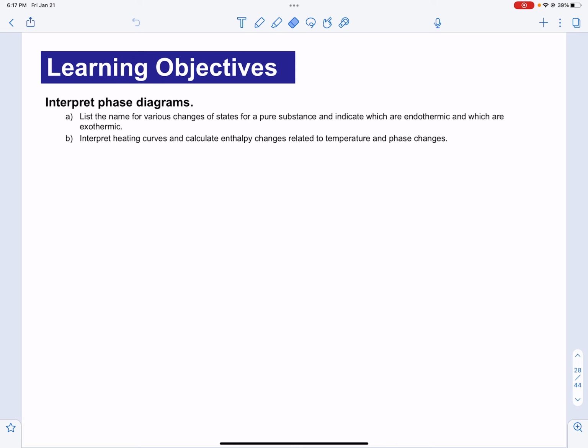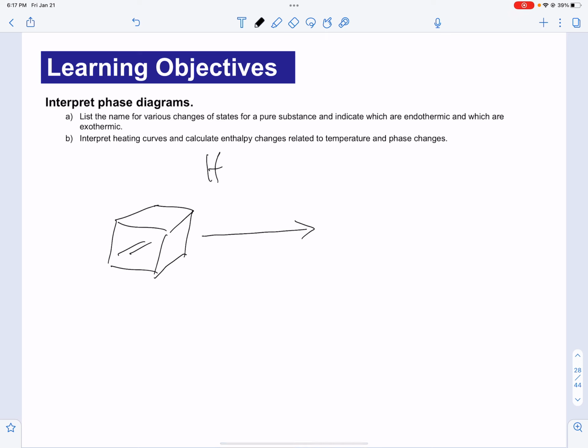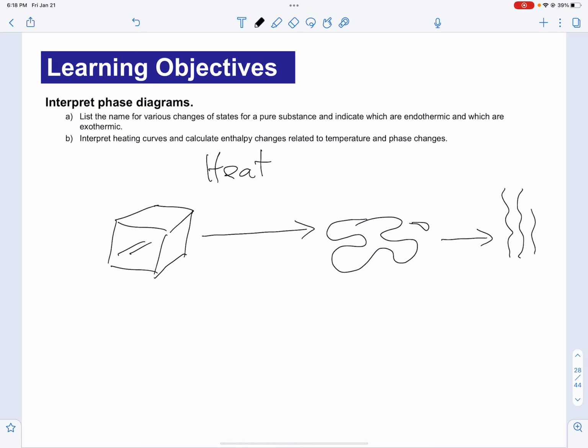Well, let's do a diagram so you can observe those better. Let's assume that we're looking at water. And we're going to start with an ice block. We're going to apply temperature to it, or heat. So as we add heat to it, the ice block will become water. We continue applying heat and we get water vapor.